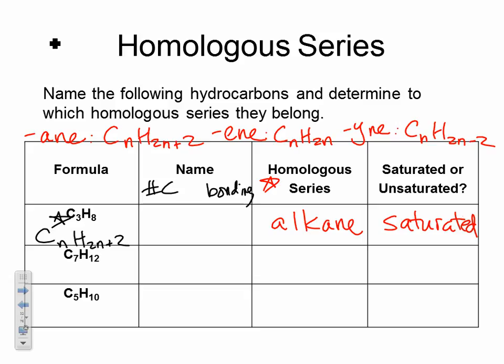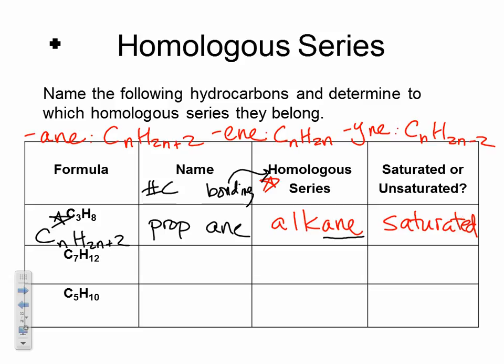So, the number of carbons in this, there are 3 carbons, so the prefix is going to be pro. That means 3 carbons. Now, the bonding actually refers to the homologous series. Which homologous series is it? Well, it's an alkane, so I'm going to use that ane suffix here. And that compound is propane. Didn't even need to see the bonding.